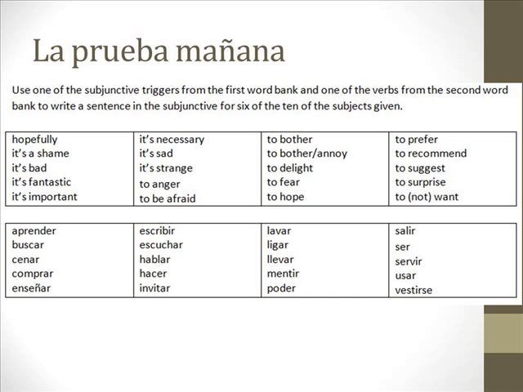Now, you're going to be writing only 6 sentences. So this is a lot of examples. It looks like 20 different subjunctive triggers that you can choose from. You only need to know 6 of them for your quiz. And there's some verbs that I'm just going to give you there, some infinitives, and that'll get you started on thinking about what you want to write in your sentences.